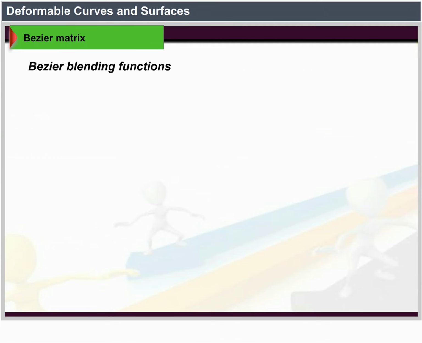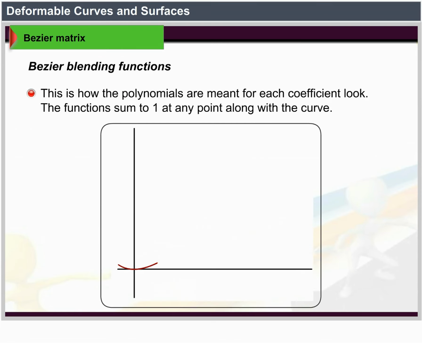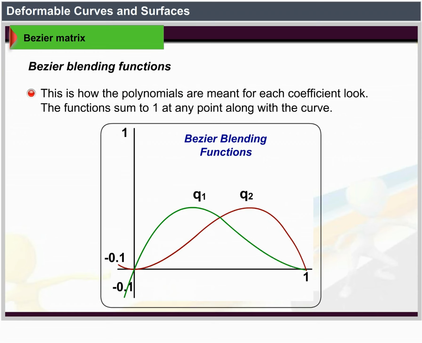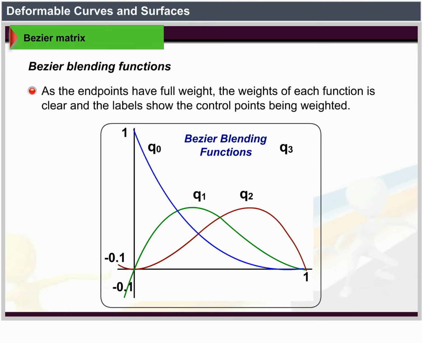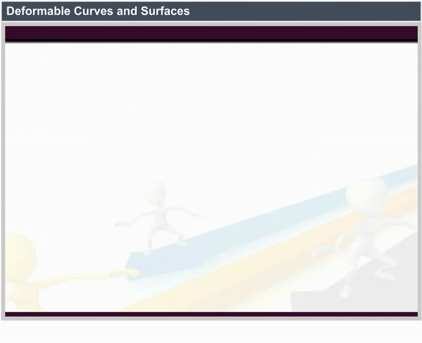Bézier blending functions. This is how the polynomials for each coefficient look. The functions sum to 1 at any point along the curve. Endpoints have full weight. The weight of each function is clear, and labels show the control points being weighted. Complex long curves.